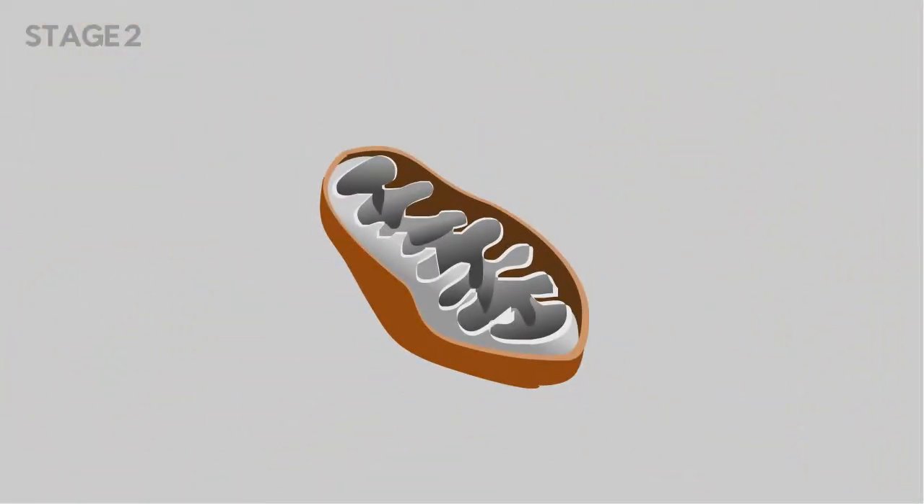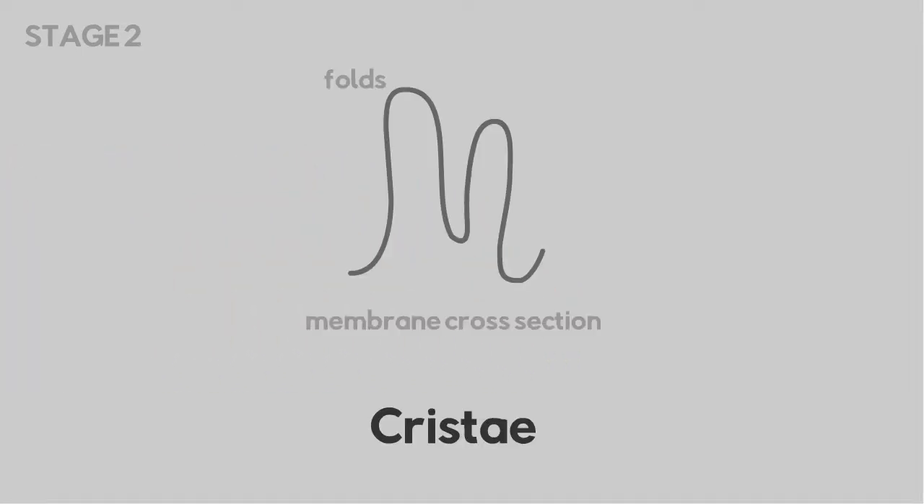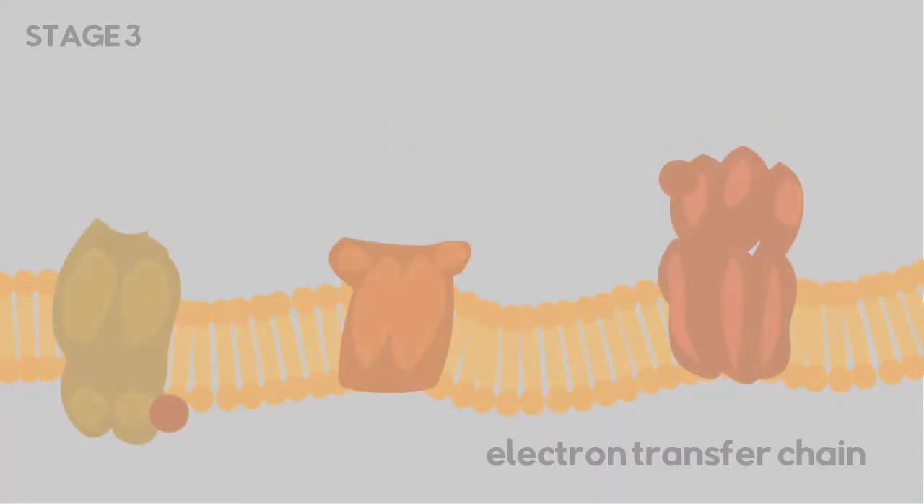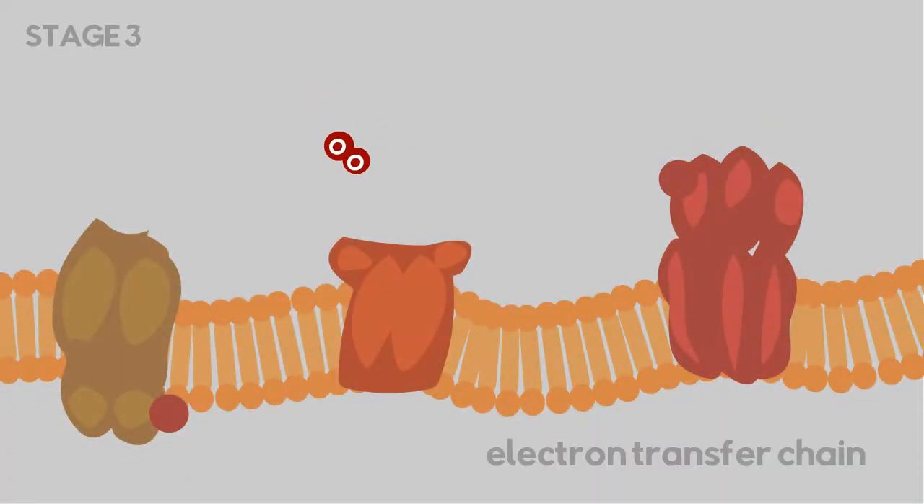Notice that mitochondria have an inner membrane with many folds, called cristae. These cristae greatly increase the membrane surface area where many of the cellular respiration reactions take place. In stage 3, the energy in the energy carriers enters an electron transfer chain. During this step, this energy is used to produce ATP.